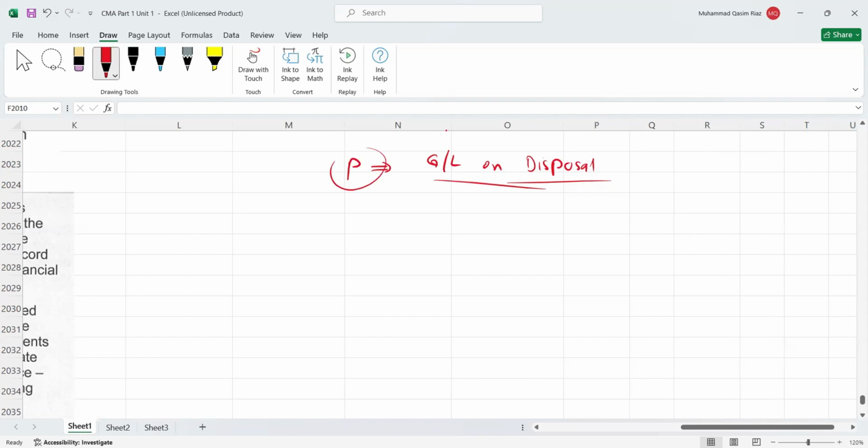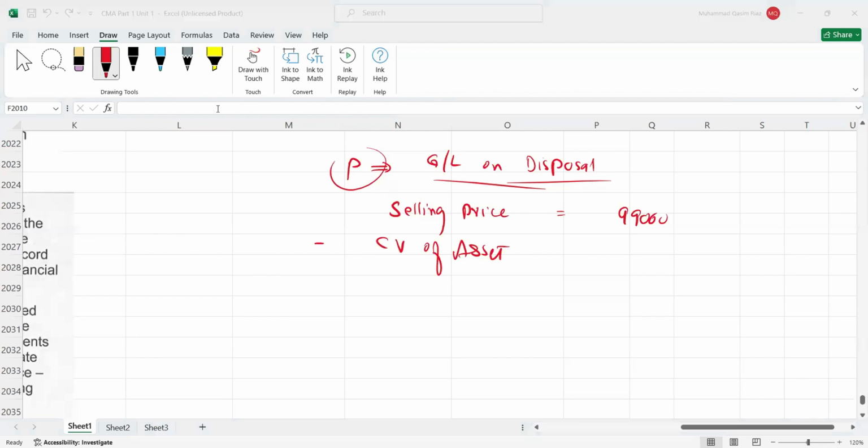We know how to calculate gain or loss. We always need the selling price of the asset, because the question told you we sold this asset for 99,000. From there, we always deduct the carrying value of the asset. How do you calculate carrying value? Cost of the asset, purchased for 120,000, less accumulated depreciation.